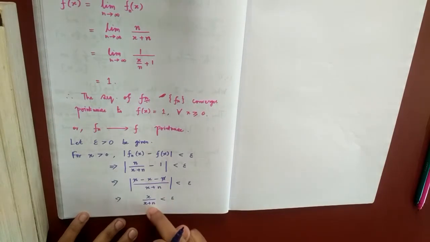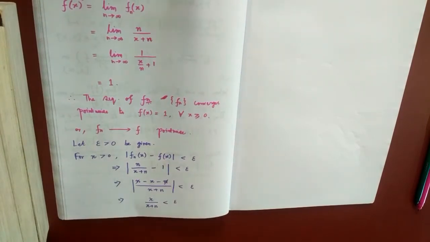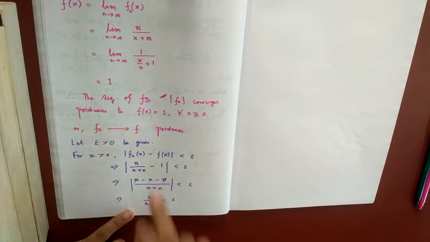or in other words, when this holds. Getting my point? So from here, you have to determine n. For what value of n will this be less than epsilon?